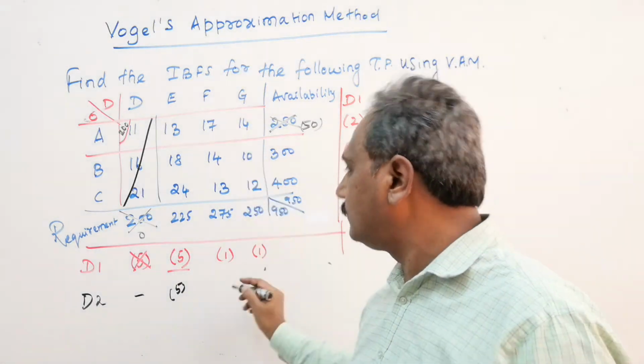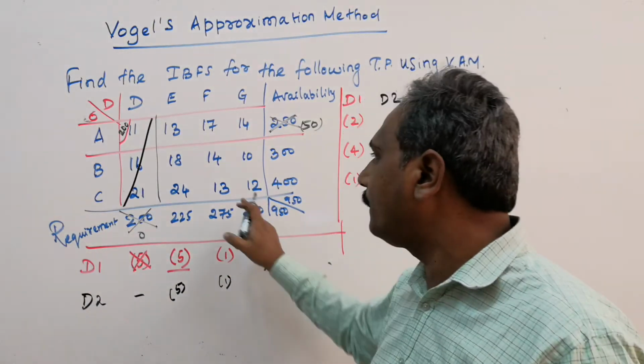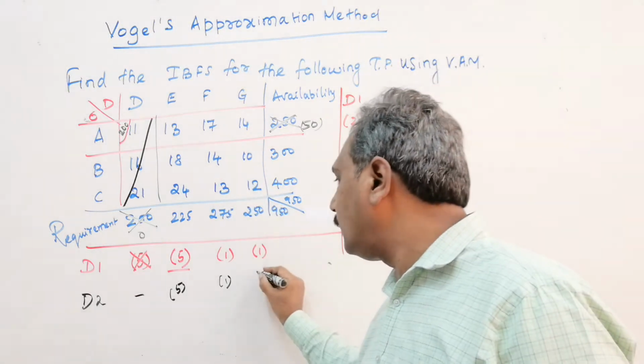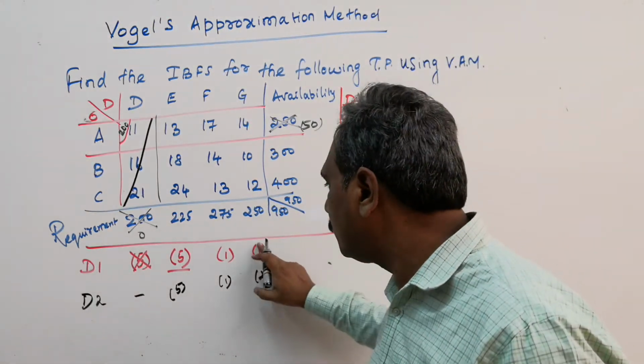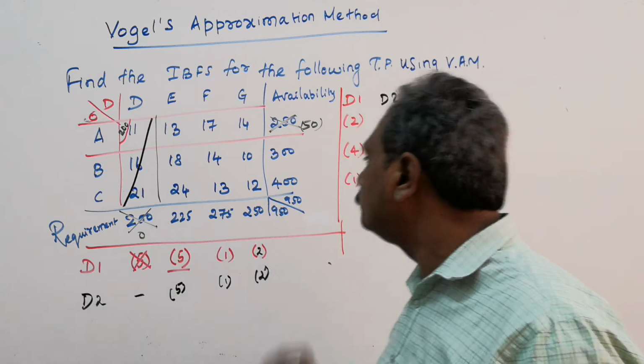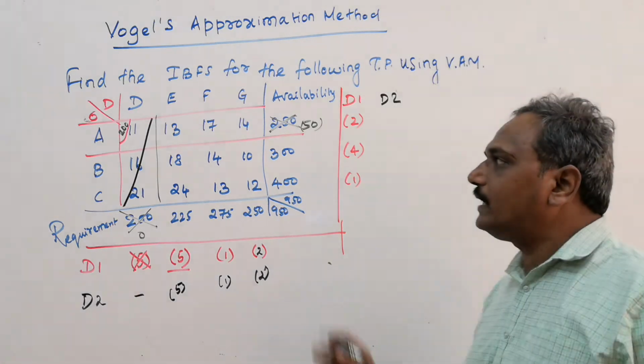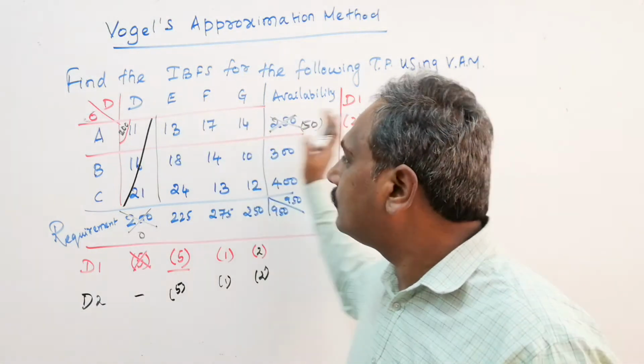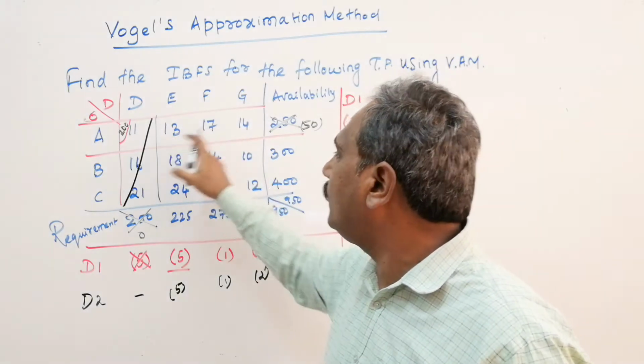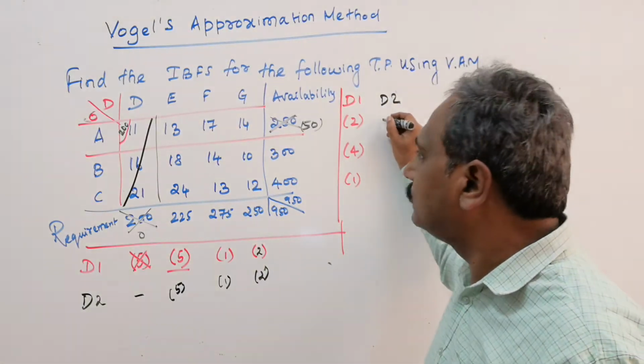Here 14, 13. The difference is 1. 10, 12. The difference is 2. In the same way, we are going to check the column wise here. 13, 14. The difference is 1.